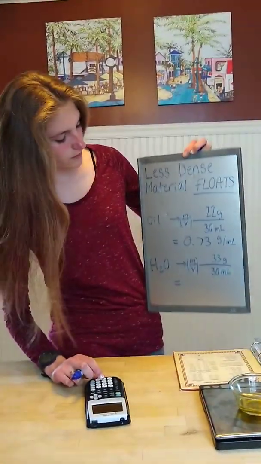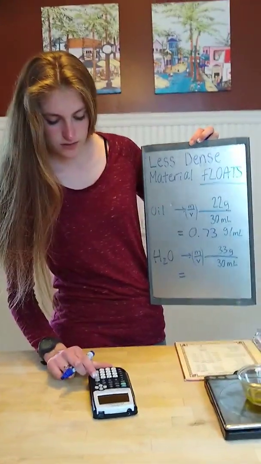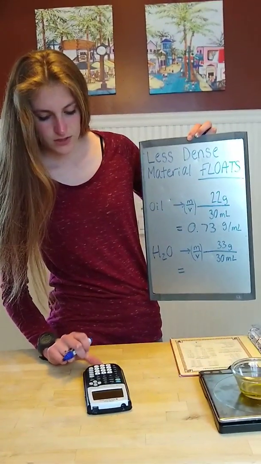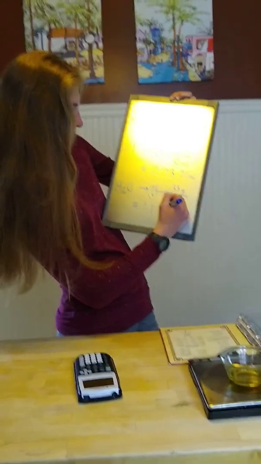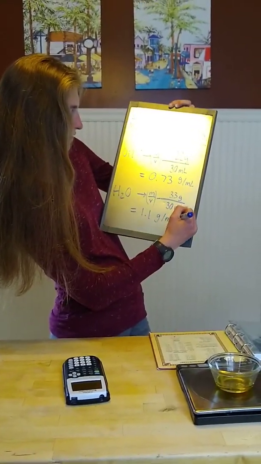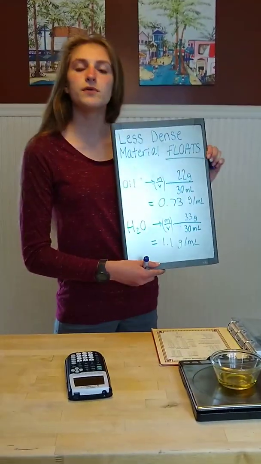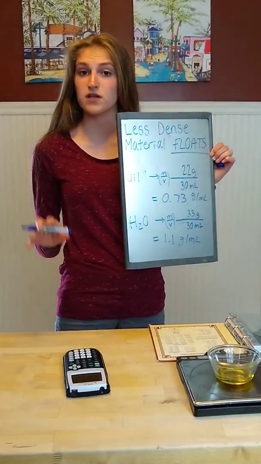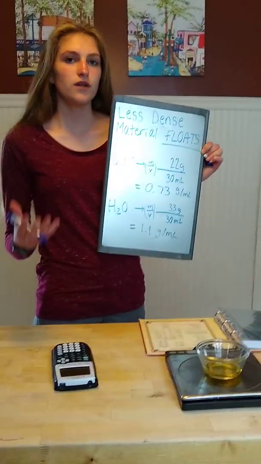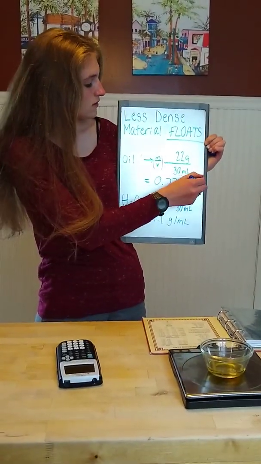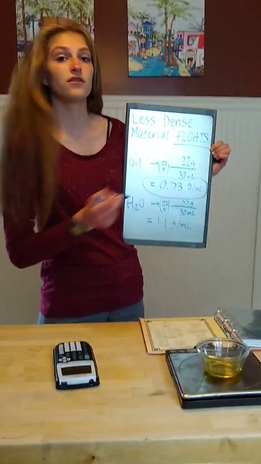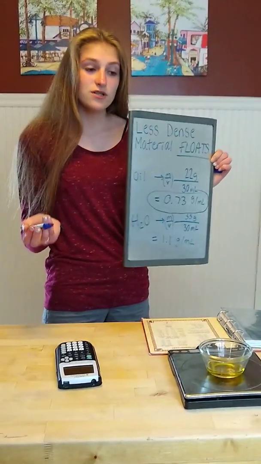Now we're going to do the same thing for the water. 33 divided by 30 equals 1.1 grams per milliliter. Now, if we were to put these in the same glass, which we're going to do in just a moment, we know that the less dense one is going to float, which is the oil. So that's how you would determine it, guys.